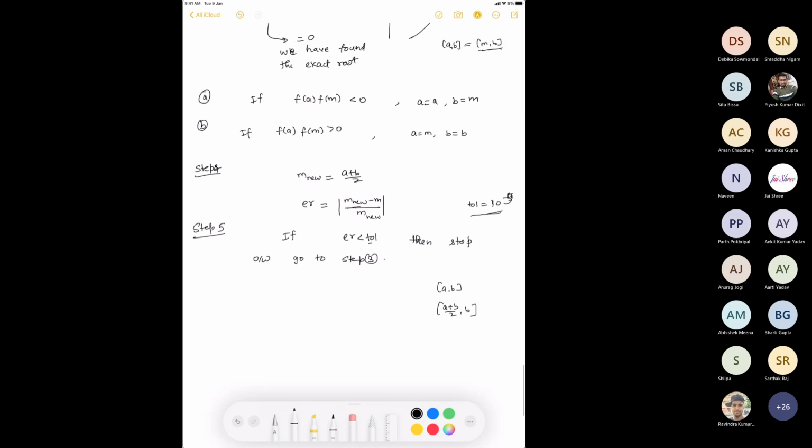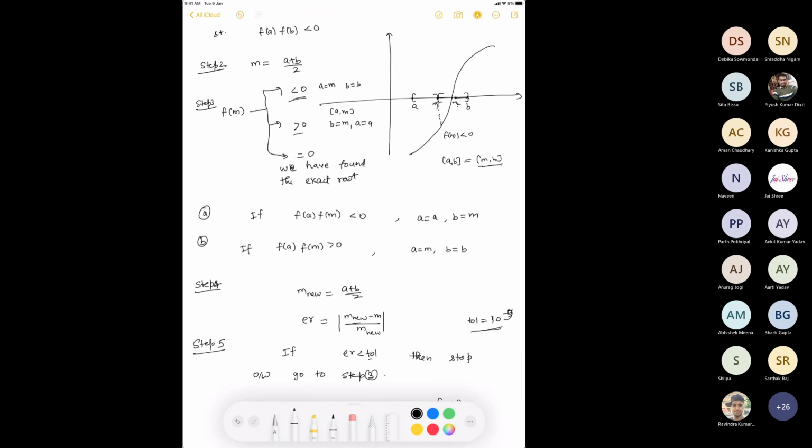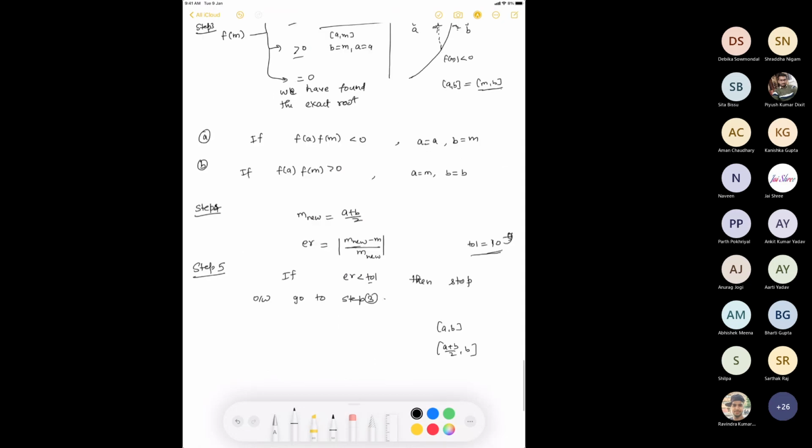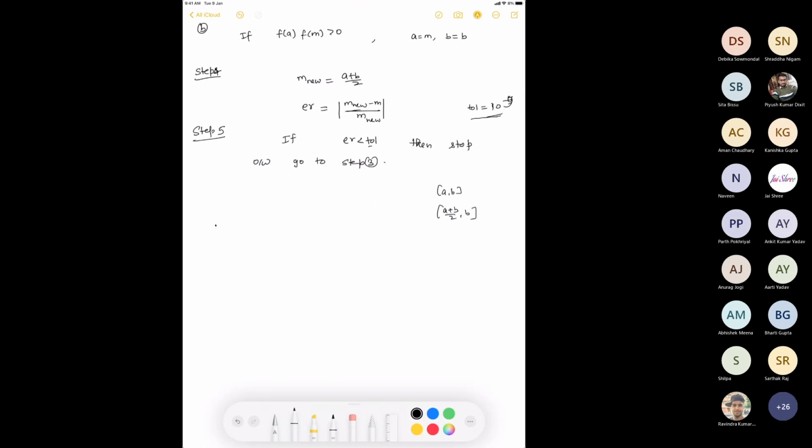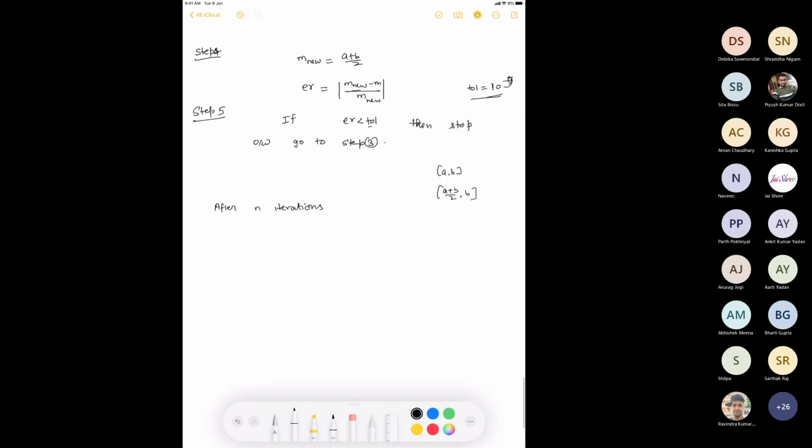So what do you observe in this process? That each time when you're choosing this M, you're basically halving the length of the interval. Right? So you reduce the length of the interval by half when you go from one iteration to another iteration. Isn't it? So after the n-th iteration, suppose we are in the interval.